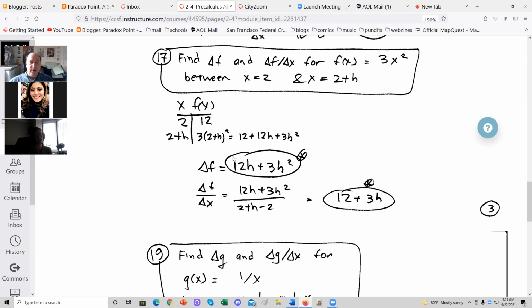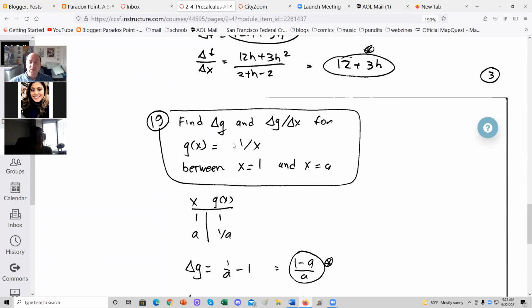The average rate of change is this, 12h plus 3h squared divided by 2 plus h minus 2. The 2 is canceled, left with an h, which cancels against these, and you get 12 plus 3h. Now I have to admit, we're assuming here that h is not 0. If h were 0, then you'd get 0 divided by 0, which is an indeterminate ratio, equal to anything.